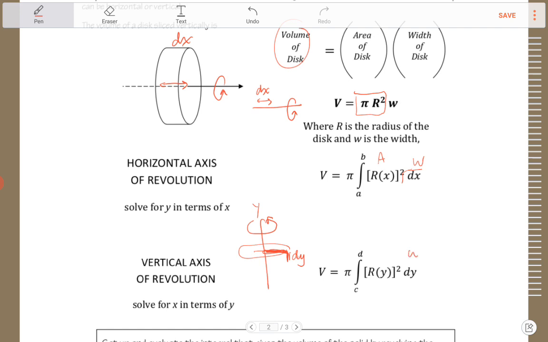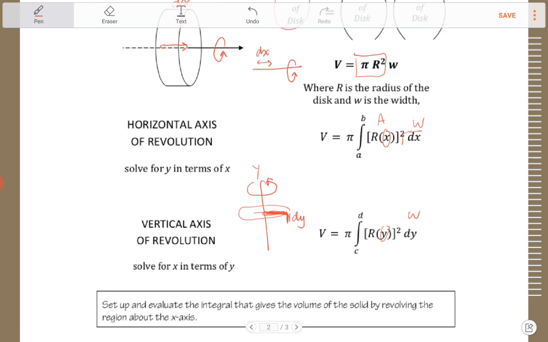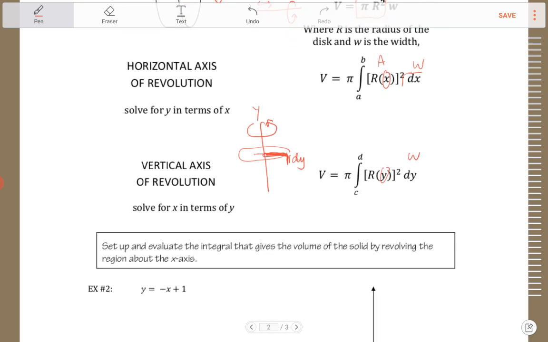So dy is going to represent your width, and then your area, the pi r squared, needs to always be in terms of y. So you'll notice this in terms of y here. When you're doing a horizontal axis of revolution, you need to make sure that everything is in terms of x. Okay? All right. Let's go on to our next example.